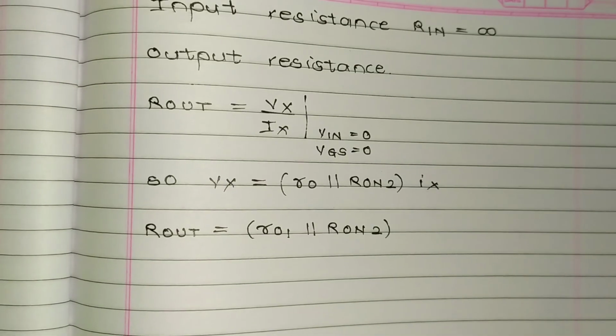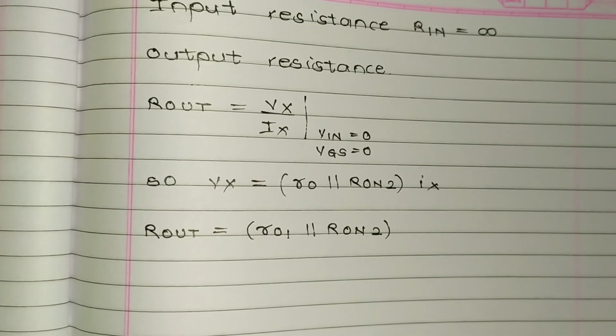So here input resistance is given, that is R in is equal to infinity. Then output resistance is given, which is R out, which is Vx upon Ix. So V in is equal to 0 and VGS is equal to 0. So Vx is equal to R0 parallel to R12 into Ix. So this is about R out's equation.